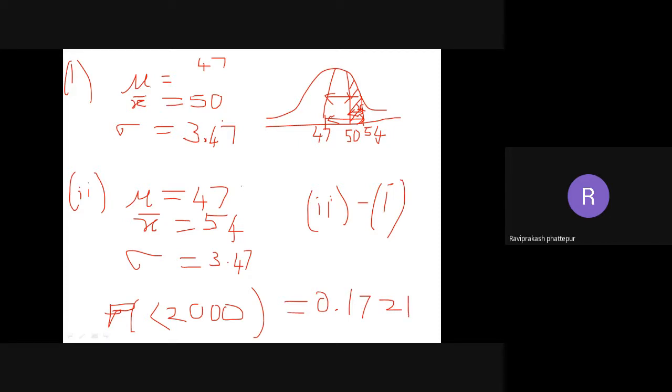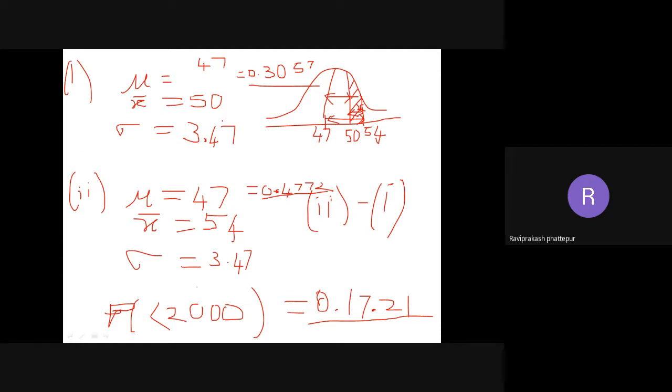And for the second one, the z value is 2. After calculating, I'll get 0.4772. And for 1, I'm getting 0.3057. So when you subtract 0.4772 minus 0.3057, we are getting 0.1721, and this is the probability. In percentage, if you multiply by 100, that is 17% is the probability of me giving less than 2000.